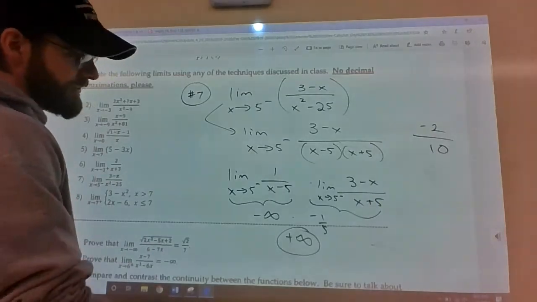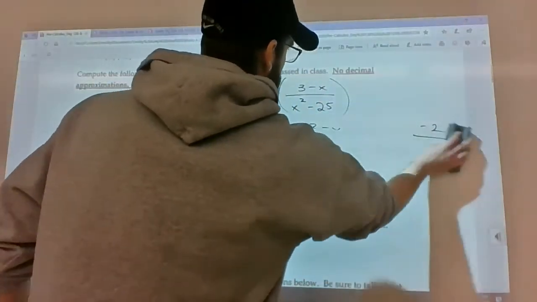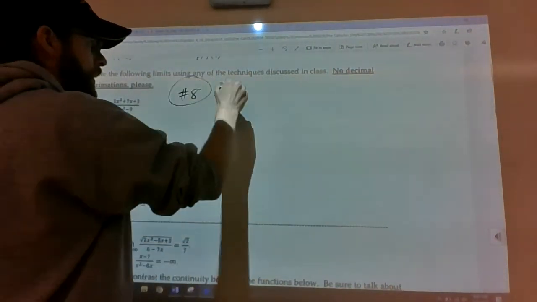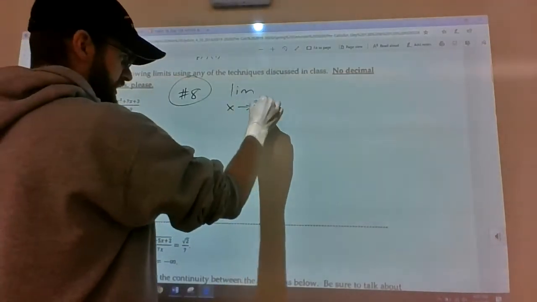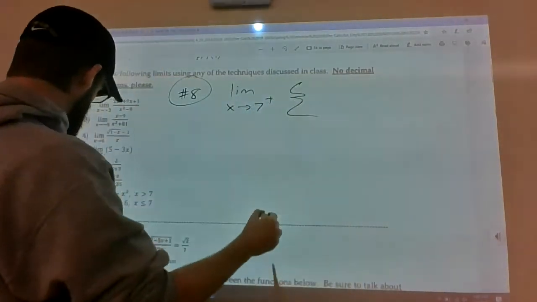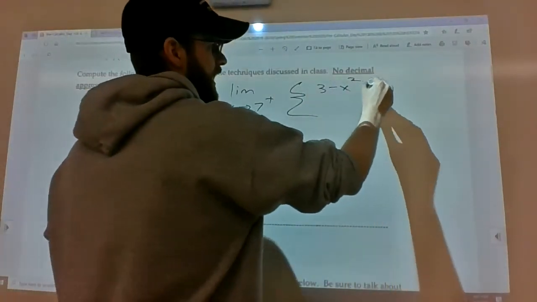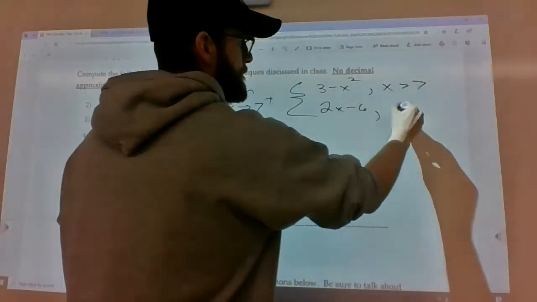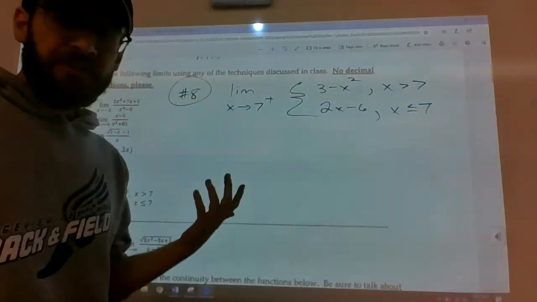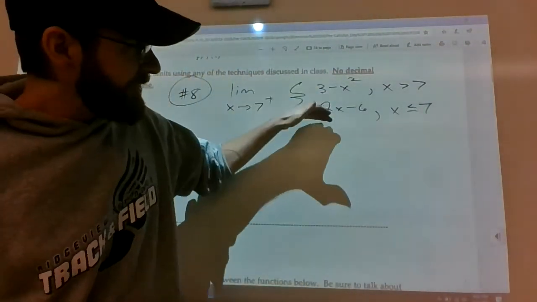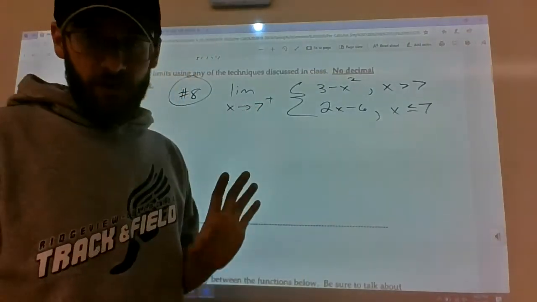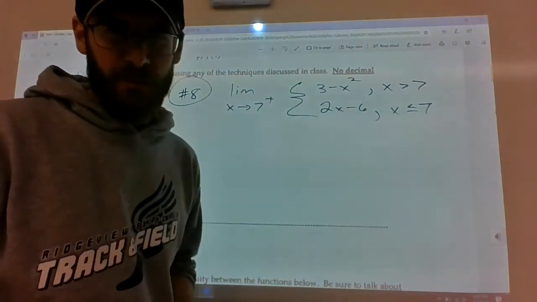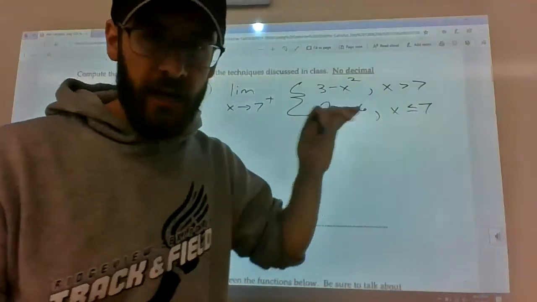All right, number 8. Oh, we got one of these piecewise functions. You guys love those piecewise functions. Maybe? Yes, you do. This is where you have to determine which part of the piecewise. First of all, make sure that the place where the piecewise splits is actually the limit you're approaching, because that can cause some issues sometimes. But since 7, okay, it's at 7.